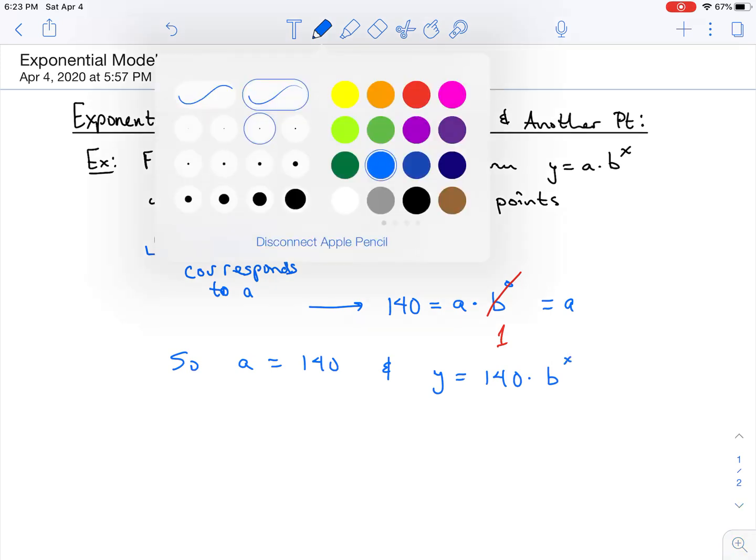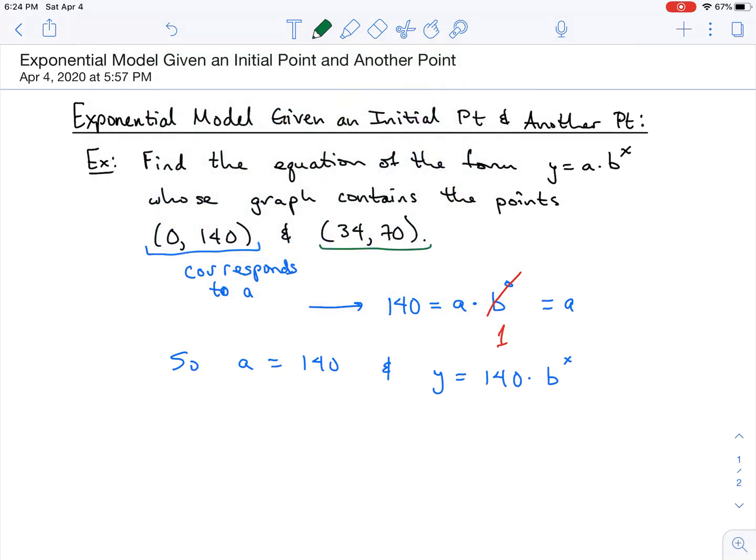Then you use the other point, use this next to obtain b. And we do that in the following way. We set up the equation. The y is going to be 70. The a we found to be 140. The b is unknown. And the x is 34.